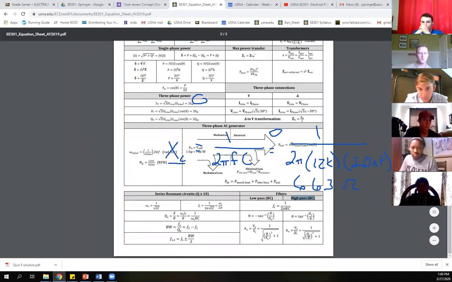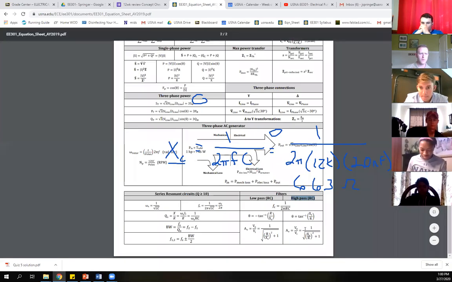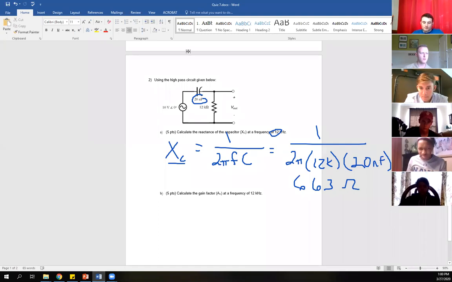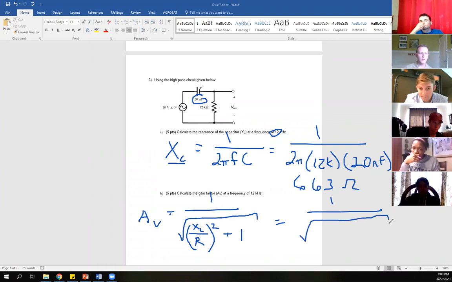This is a high pass filter. If it didn't say high pass, maybe it is worth memorizing that the high pass has the capacitor in series. We're going to use this equation right here because we have XC and we have R. So I can write AV is equal to 1 over the square root of (XC over R) squared plus 1. You can plug this in, and I think it does come out to like 0.998.